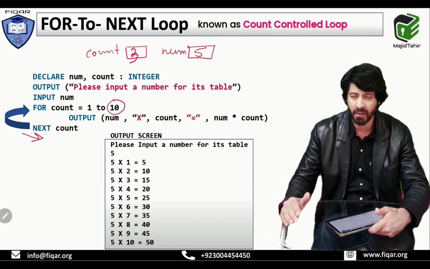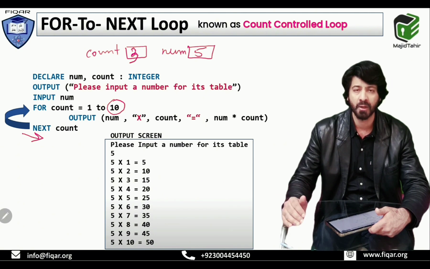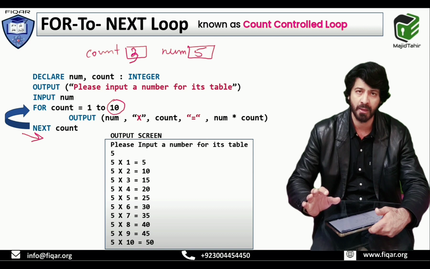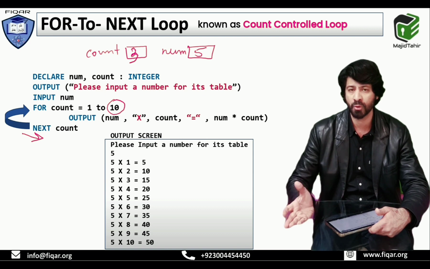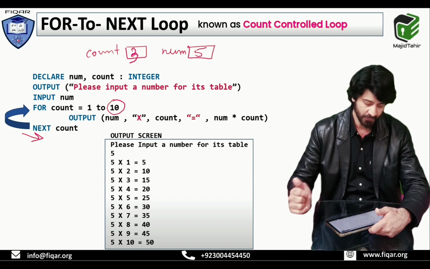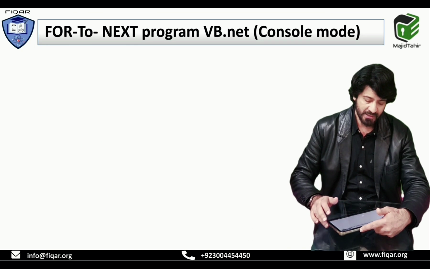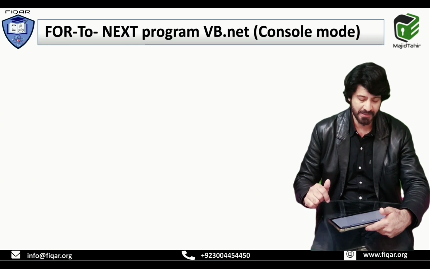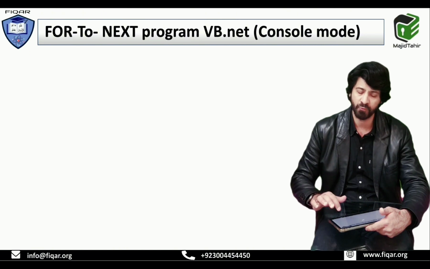So if you're ending the program there, the loop will end and the program will end, and it already displayed the 5 times table up till 10. If there are some more statements, it will display those statements. Let's see one more time the program in Visual Basic, console mode, the same program for the times table.